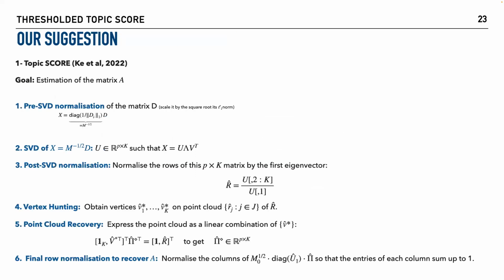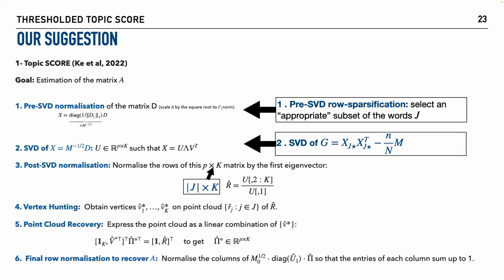Okay, so that's essentially the idea behind choosing the set J. Once we have our subset of J words, instead of doing the SVD of this rescaled matrix X, we propose to do the SVD of this matrix G, that is essentially the covariance matrix between the selected words, if you will, and that we recenter. So this is the frequency of the different words.